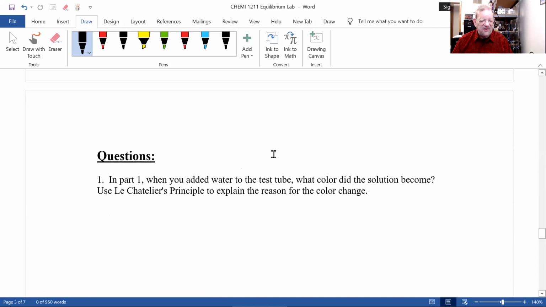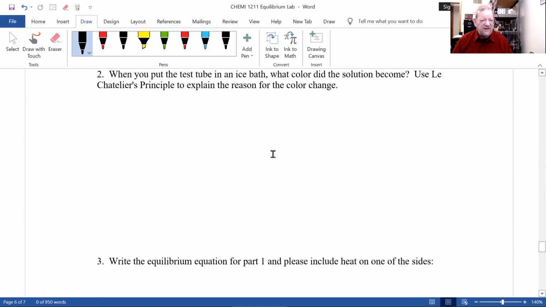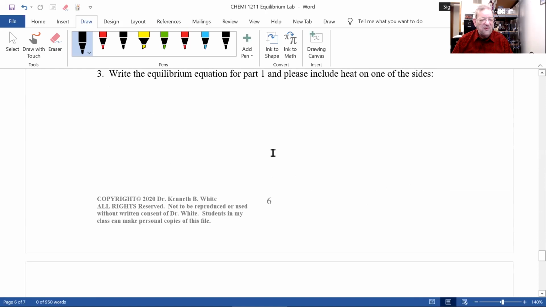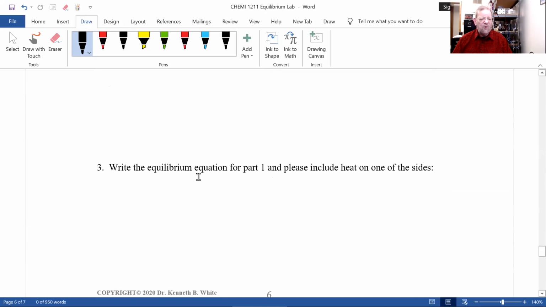And then there are a series of questions. And then the most important one, write the equilibrium equation for part 1, and please include heat on one of the sides.